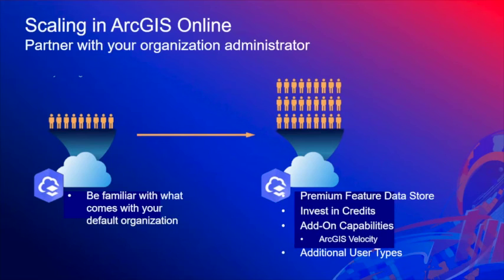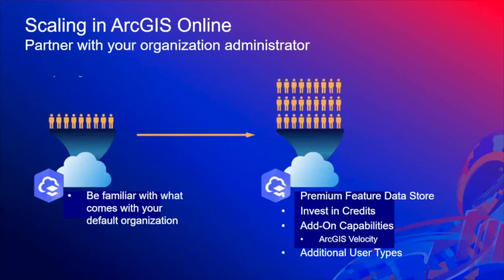Ways to scale in ArcGIS Online? Well, you can always purchase additional capacity. That could be in the form of credits. It could be in the form of premium feature data store. It could also be in the form of additional capability, something like ArcGIS Velocity.